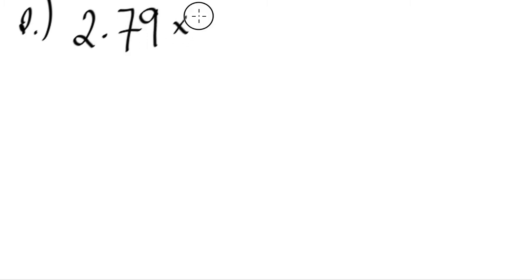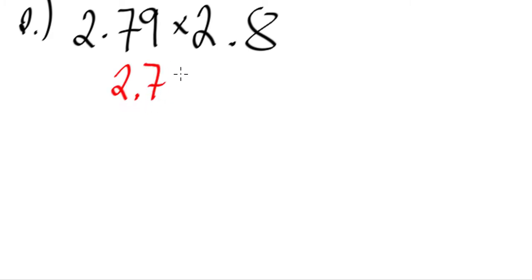Okay, here we go. For number 2, we'll have 2.79 times 2.8. So if you have the time, kindly pause the video and try to answer this right now. Okay, so let's answer this now. Let's write them vertically. 2.79 times 2.8.